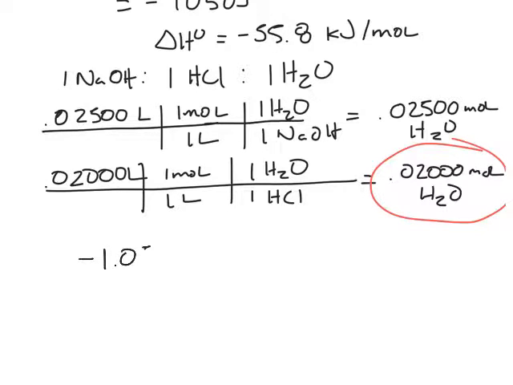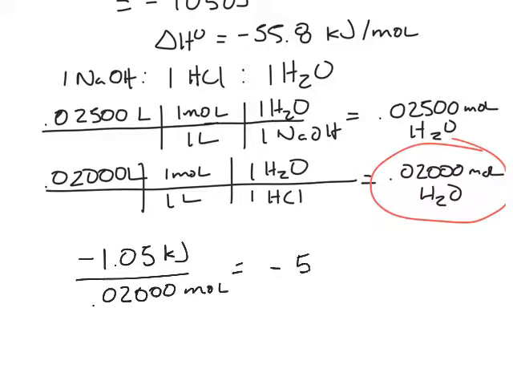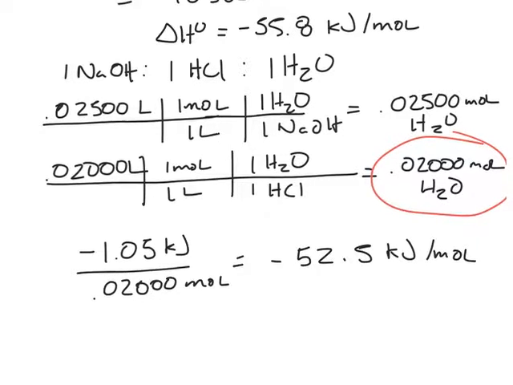Negative 1.05 kilojoules per 0.0200 moles gives me, I hope you guys are as good in your lab as I am at making up fake data, because I got negative 52.5 kilojoules per mole. Let's do a percent error and we'll wrap it up.